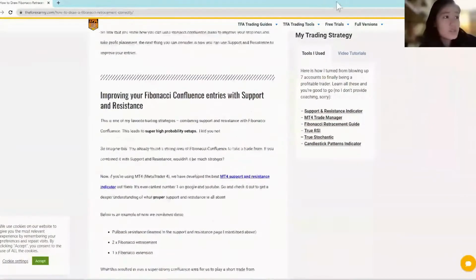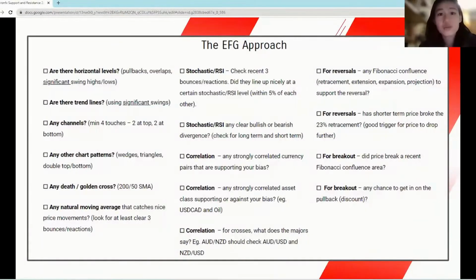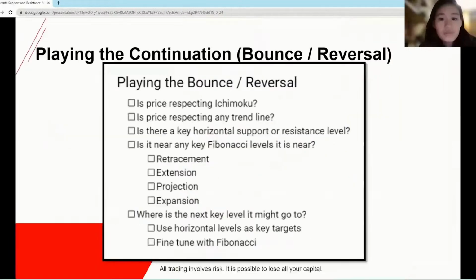And yeah, so you can find that checklist that I showed over here on the Forex Army website as well. Okay, so this is just a good way for you, if you're a beginner, or even if you're not, to see all the different signs and signals that you can use to combine multiple technical analysis methods so that your analysis is more accurate. Okay, so let's take a look at some examples to play the continuation first.